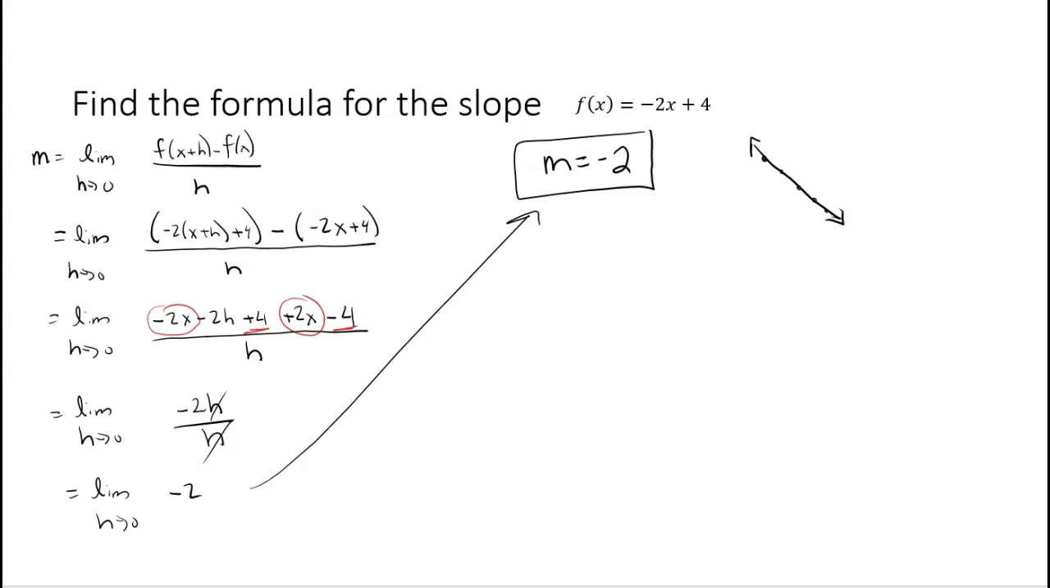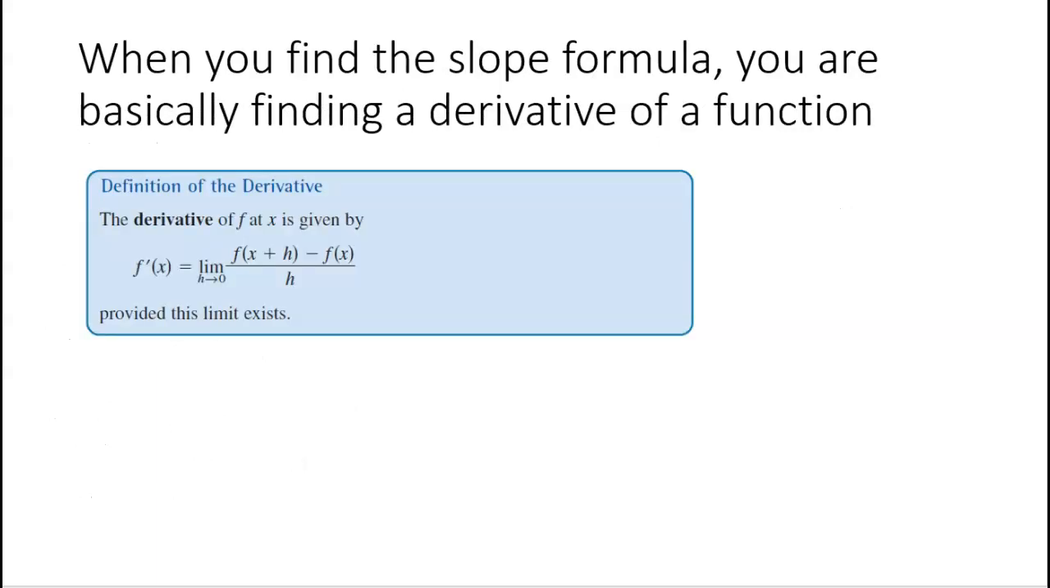Okay. All in all, basically what you're finding, and this is where I'll leave it, you don't have to copy this next slide down, but something to keep in mind. When you find the slope formula, basically what you're doing is you're finding what's called a derivative of a function. And this is the start of a little bit of calculus. So I'm planting the seed for later. If you ever take a calculus class, that's what we're finding. We're basically finding the derivative when we find our slope formula.